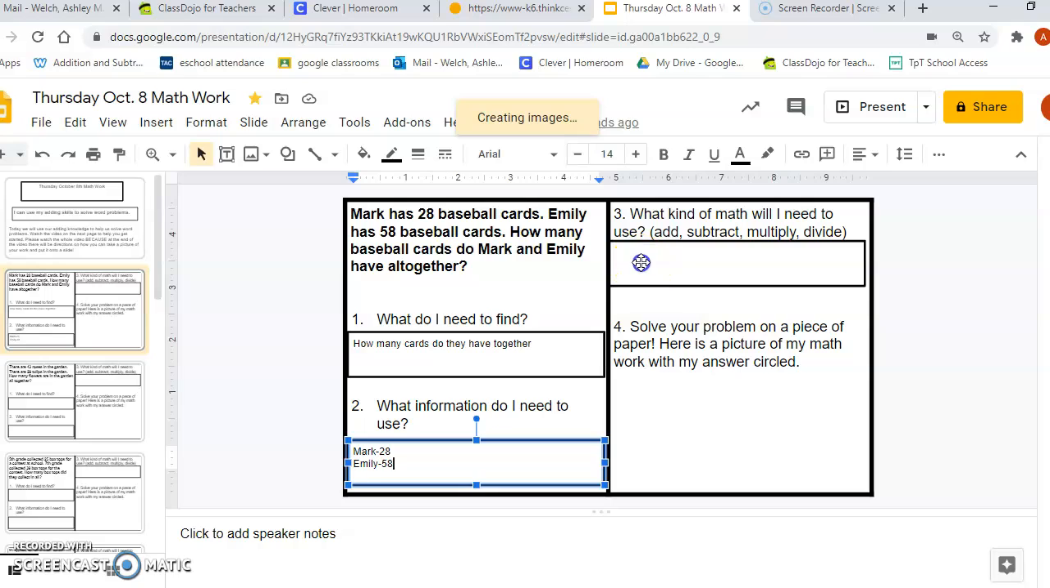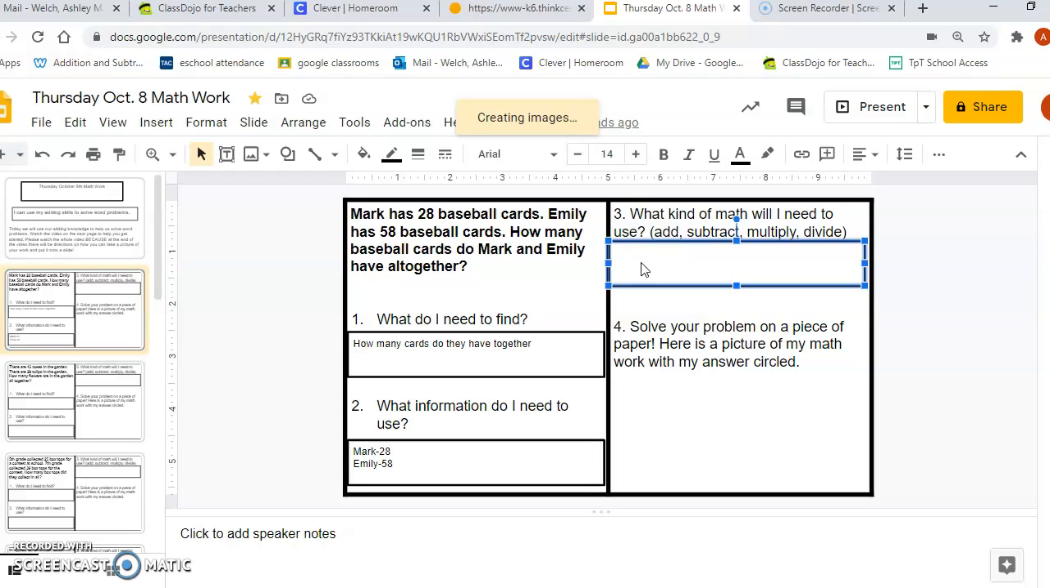Okay, so step 3, you should always be thinking about what kind of math you need to use. Now, since it's the beginning of the year, you kind of get lucky because we've only been working on one type of math skill right now out of the 4: adding, subtracting, multiplying, and dividing. But later on, when we learn subtracting, multiplying, and dividing, it's going to get a little bit trickier to figure out which math you should use.